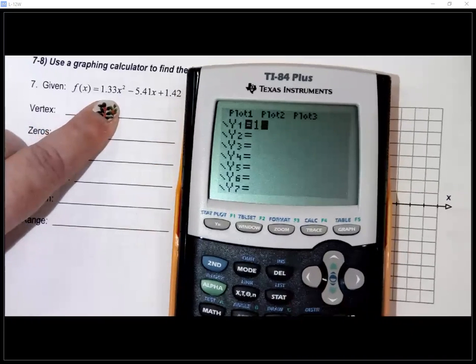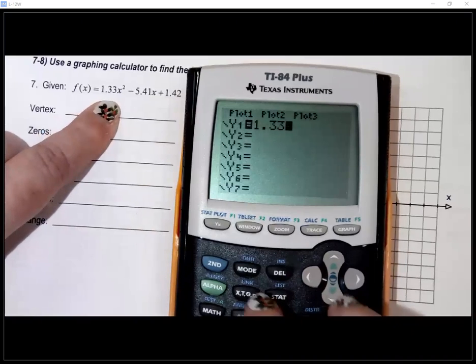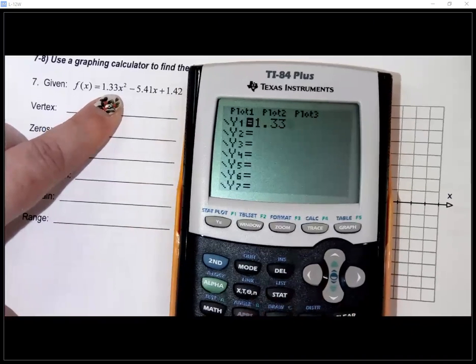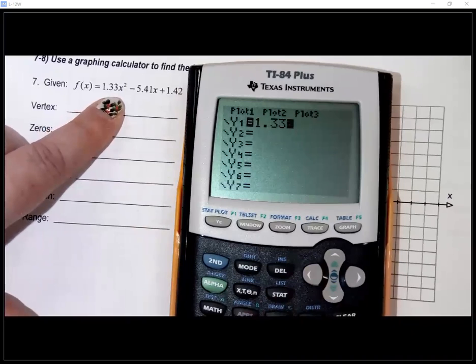Do you remember how to type in the variable? Where do you get the x from? What do you hit for an x? The x key. It's the one right next to the green alpha key. So you see it says x, t, theta, and that's the button we use for a variable.